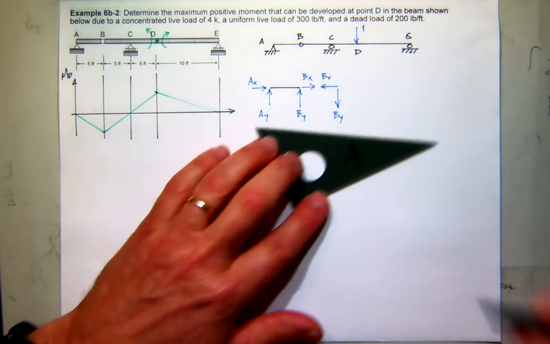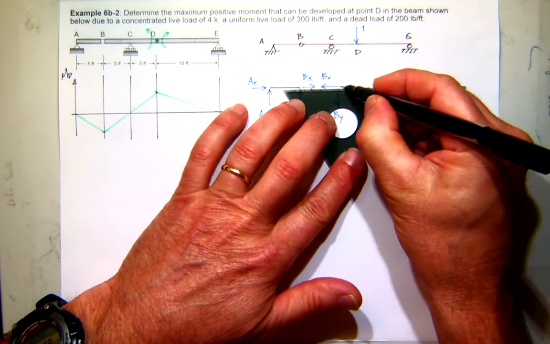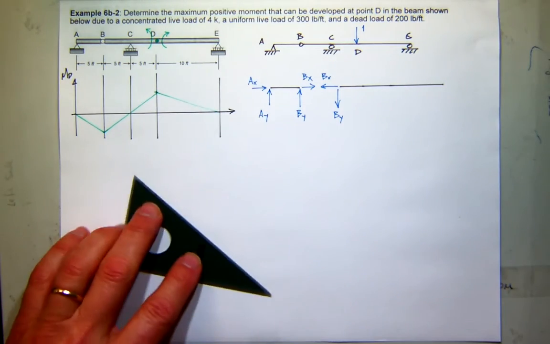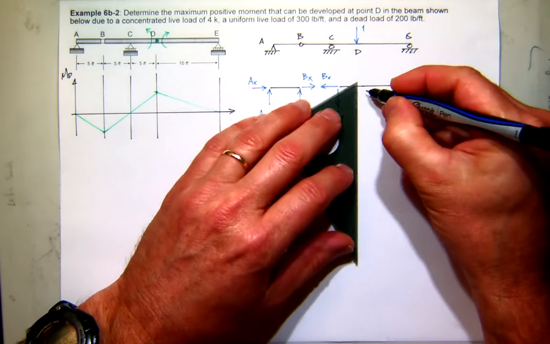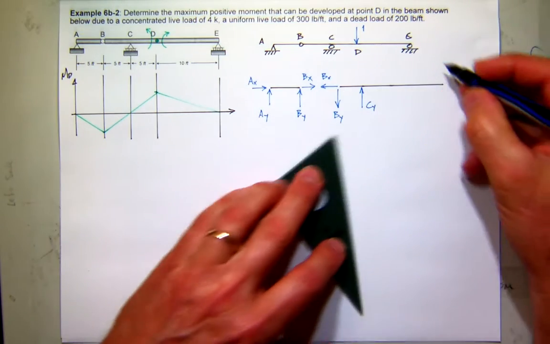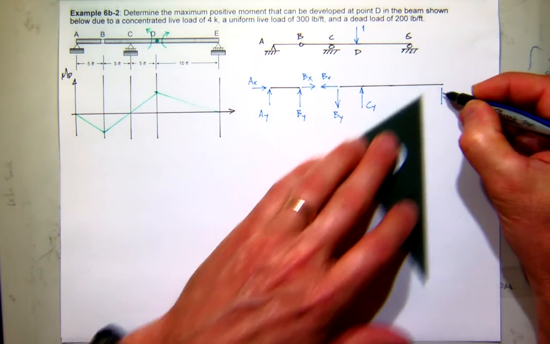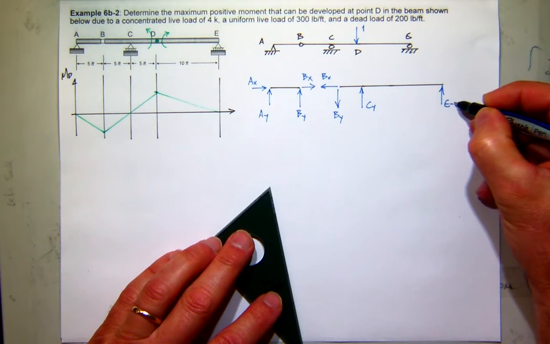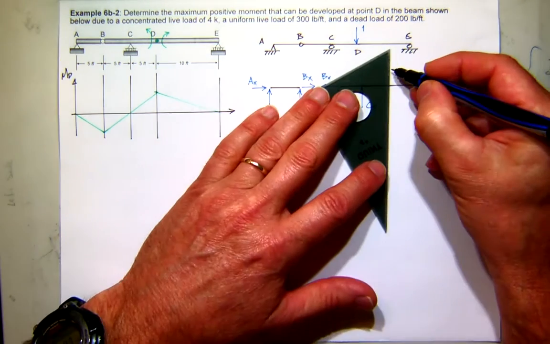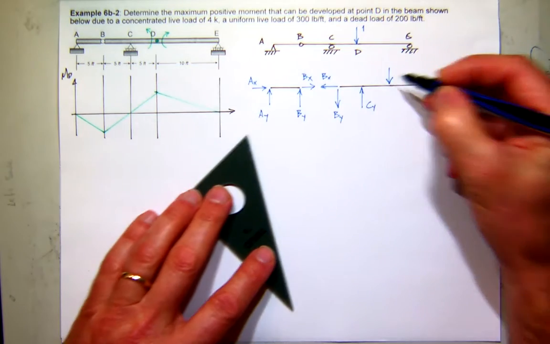And then I'll have the rest of my structure. So B to C to D to E. At C, it's a roller, so I'll have a reaction, Cy. And over here at E, I'll have a reaction, Ey. And then don't forget my unit load is here at D.